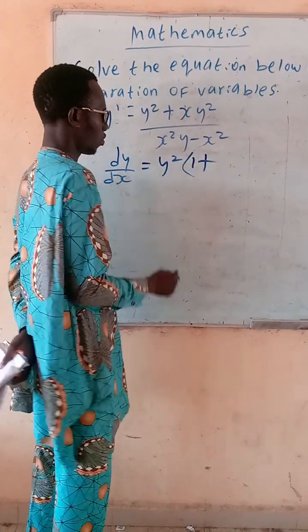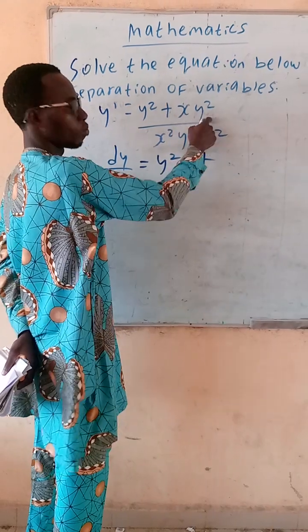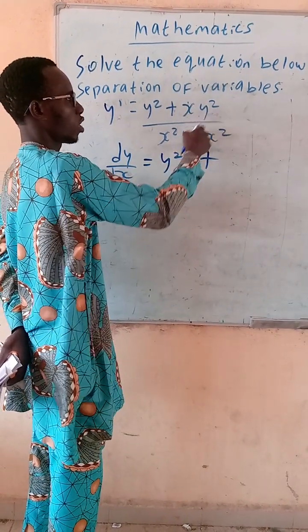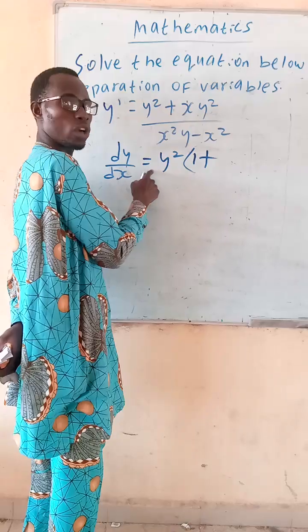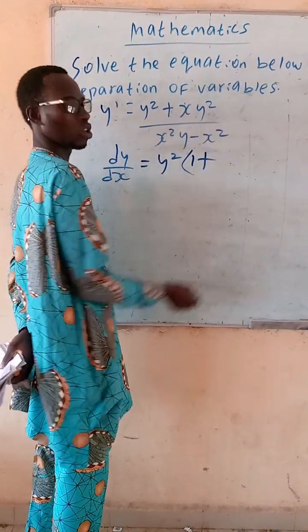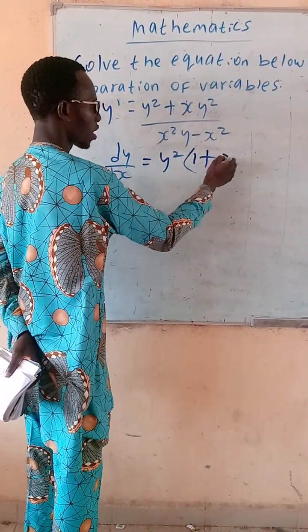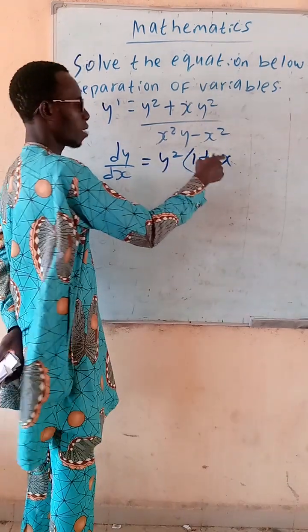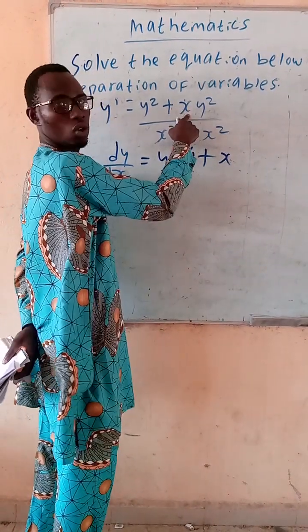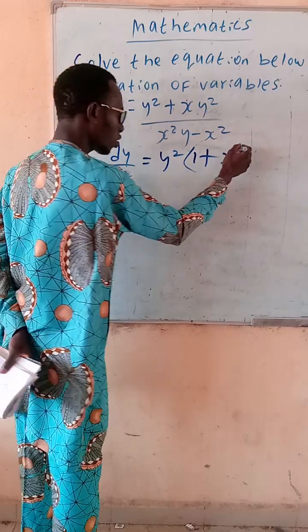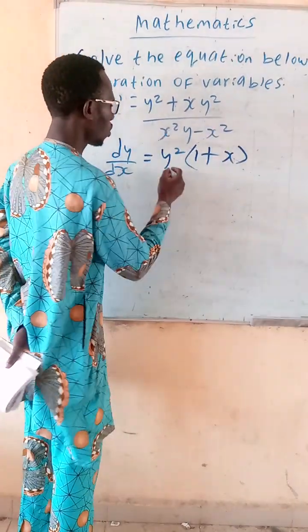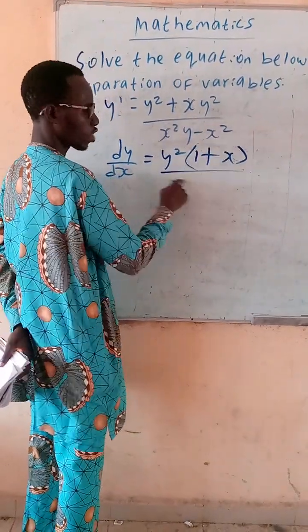our addition sign. So when you factor out y square from x y square, what will you multiply to y square to give you x y square? You're going to multiply x. Y square multiplied by x gives you x y square. Have you seen that now? So we have done that. So what next? We bring our division sign, right?